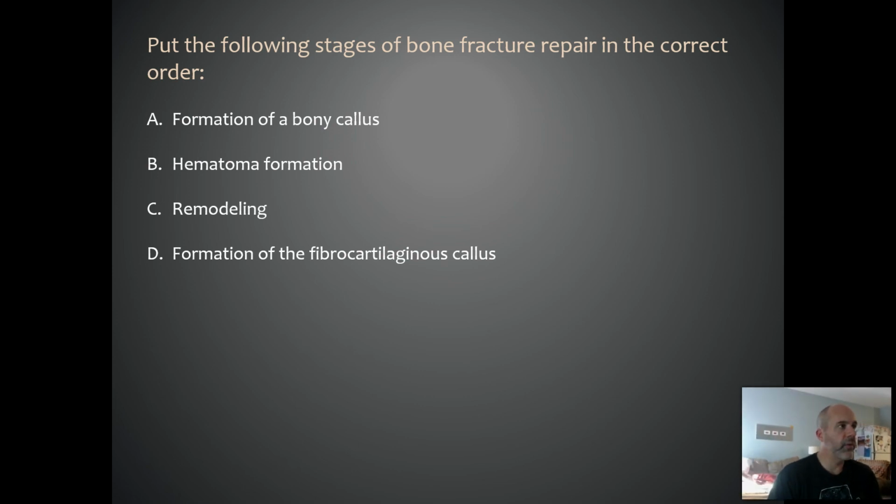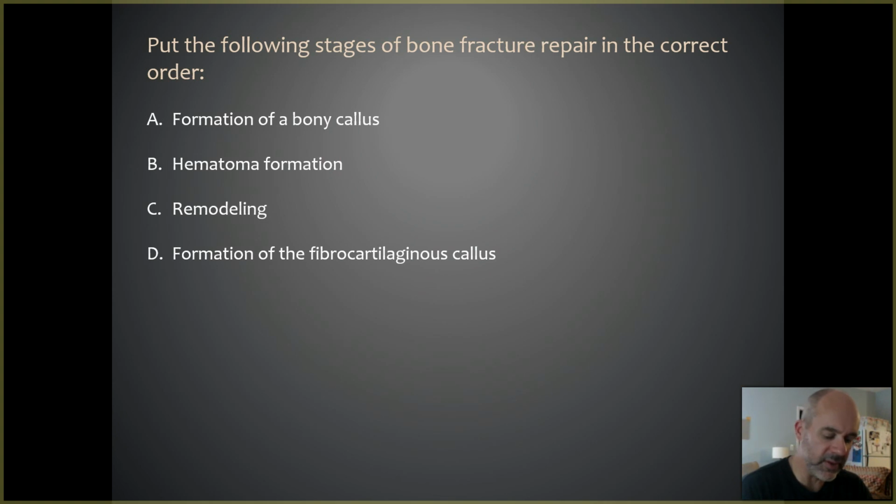All right, put the following stages of bone fracture repair in the correct order. Do we remember which order these go in? Which thing is going to happen first if you have a broken bone? Hopefully you're thinking hematoma formation. That's first. Hematoma is the clinical term for a blood clot. So you're going to have to clot your blood and close off the bleeding first. And that's going to be number one.